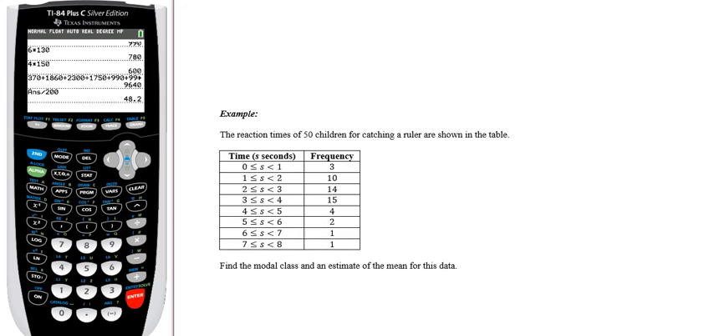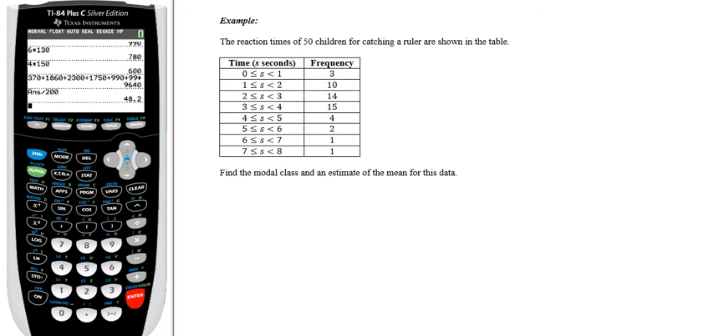So let's try another example just to practice. This table shows the reaction times of 50 children who were catching a ruler. We've got the reaction time in seconds and the frequency listed in the right-hand column. The modal class is going to be the most frequent, which is the frequency of 15, which is between 3 and 4 seconds.